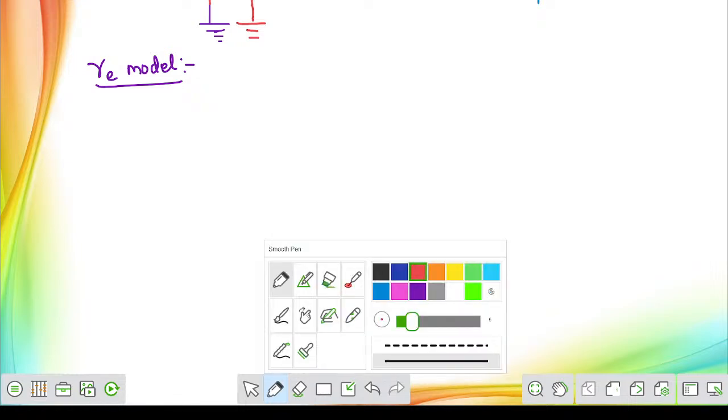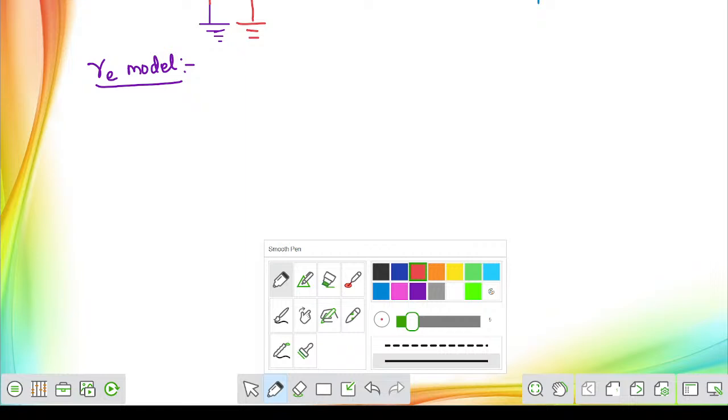Okay, let's continue. RE model. In the exam, by observing the options, you can easily predict whether they are asking the answer in the RE model or RY model or hybrid model. Based on the options, you can choose the best method that suits that particular question. So let us continue with that.